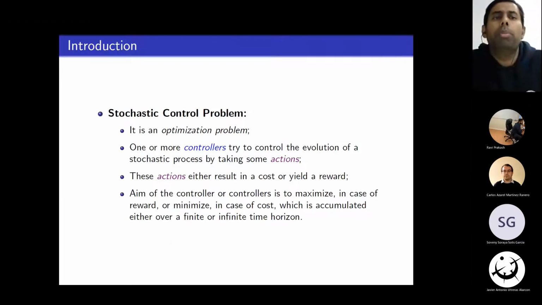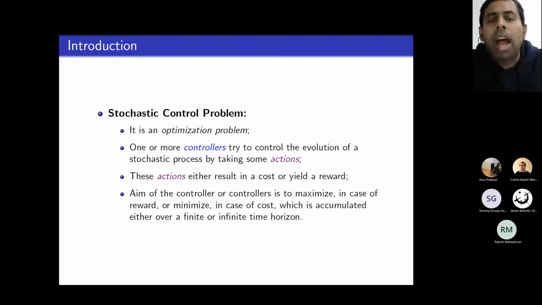Before going to the actual problem, let me give a very brief introduction to stochastic control problems. A stochastic control problem is basically an optimization problem. There can be one or more controllers who are trying to control the evolution of a stochastic process by taking some actions. These actions either result in a cost or yield a reward. The aim of the controller or controllers is to maximize in case it is a reward, or minimize in case it's a cost, which is accumulated either over a finite or infinite time horizon. So basically, it's a stochastic optimization problem.